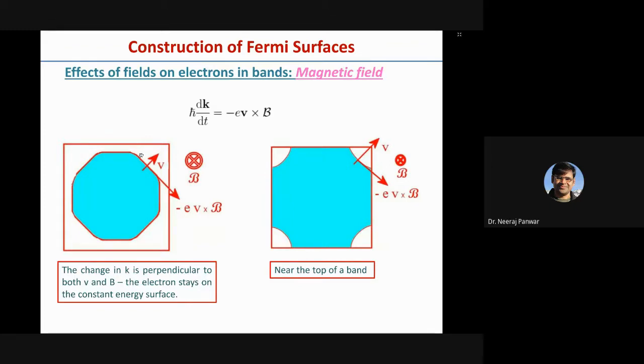And here the same thing is shown. Deep inside the band, the electron is moving clockwise, but here near the zone boundary, the electron is moving counterclockwise or anti-clockwise. So it is behaving as if it is having positive charge.